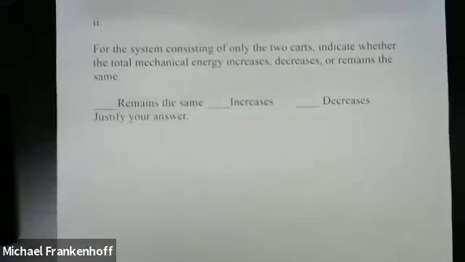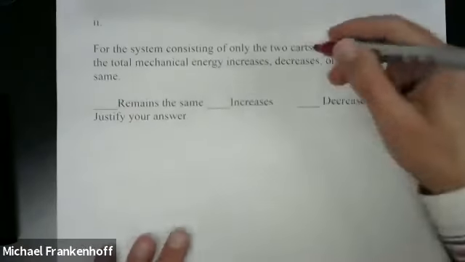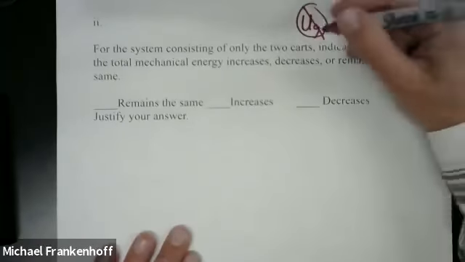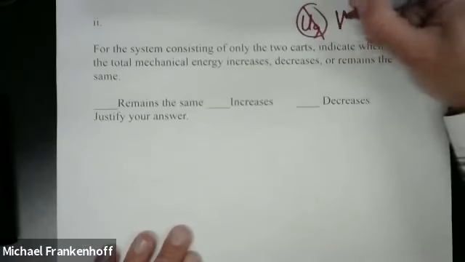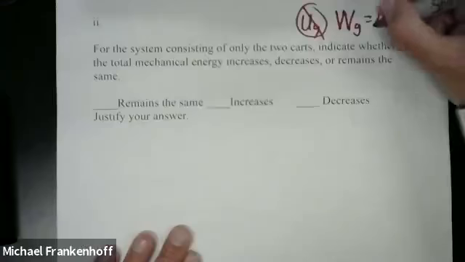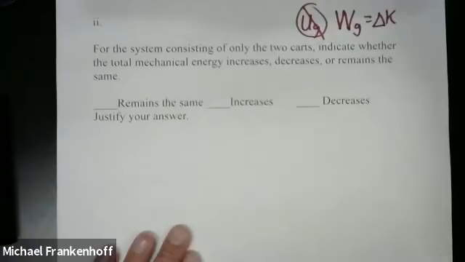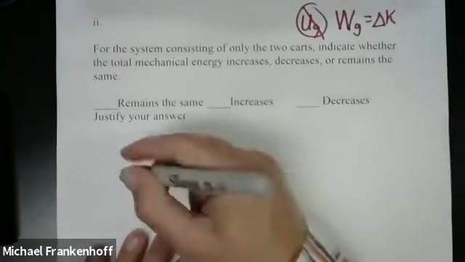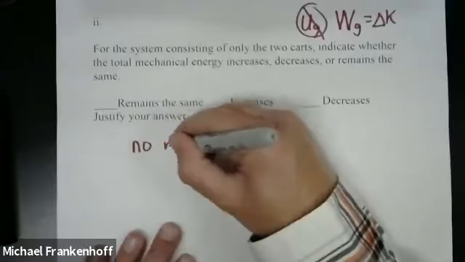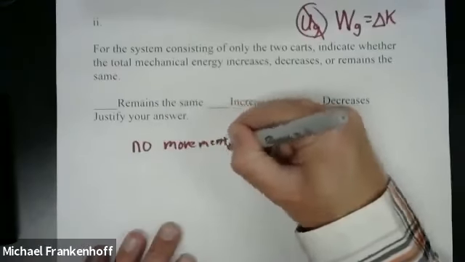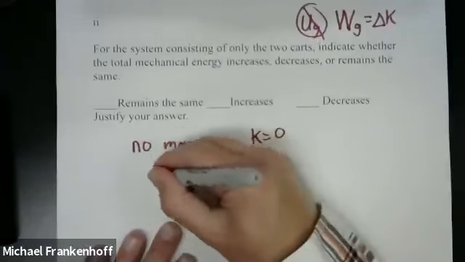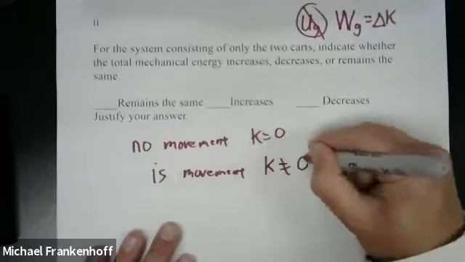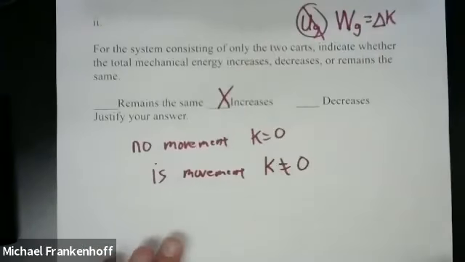So the second part here says, for the system consisting of only the two carts. So that means no gravitational potential energy. Rather than thinking of it as energy we already had, we will think of gravity as doing work on the system, which will change their kinetic energy. So indicate whether the total mechanical energy decreases, increases, or remains the same. Well, here's the simple way. There was no movement right at the moment you release them, so the kinetic energy was 0. And there is movement even after they stick together, so kinetic energy does not equal 0. So overall, the system increased.